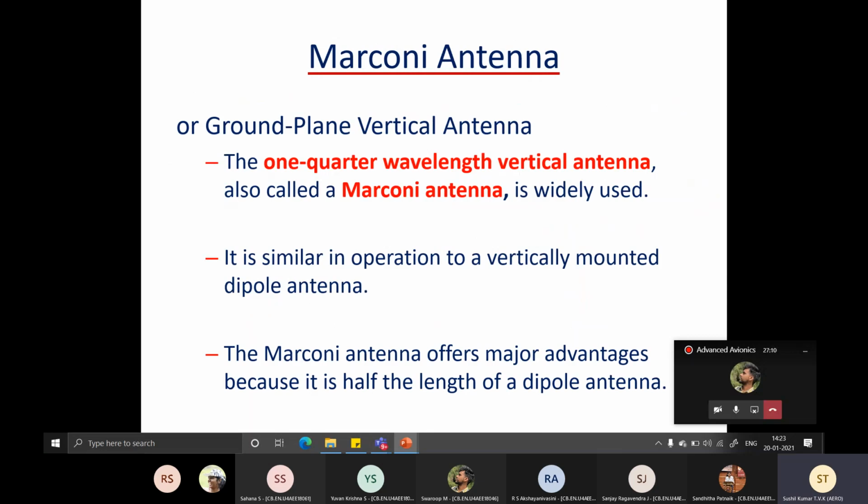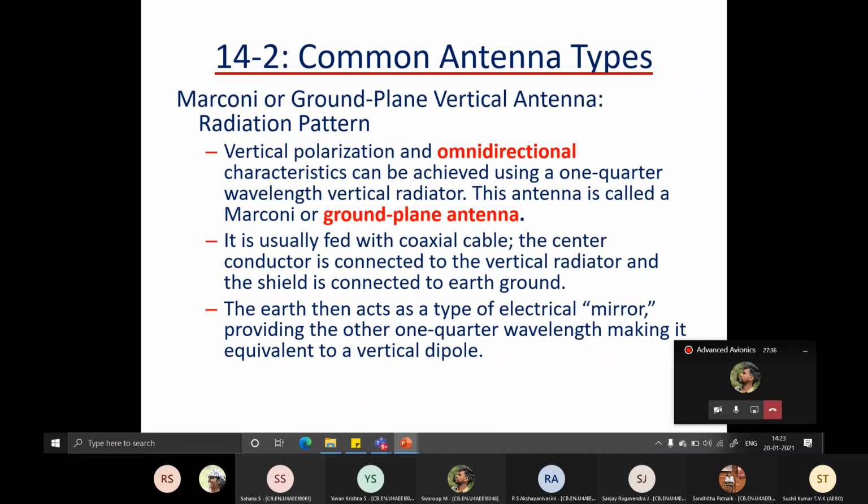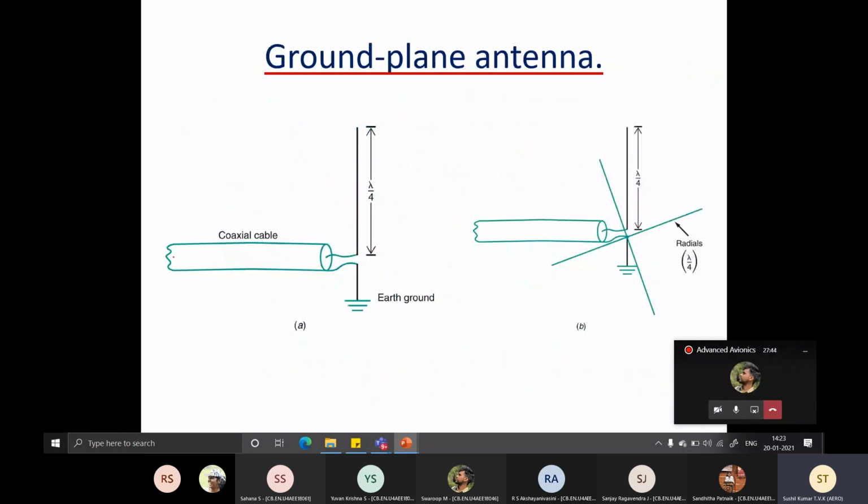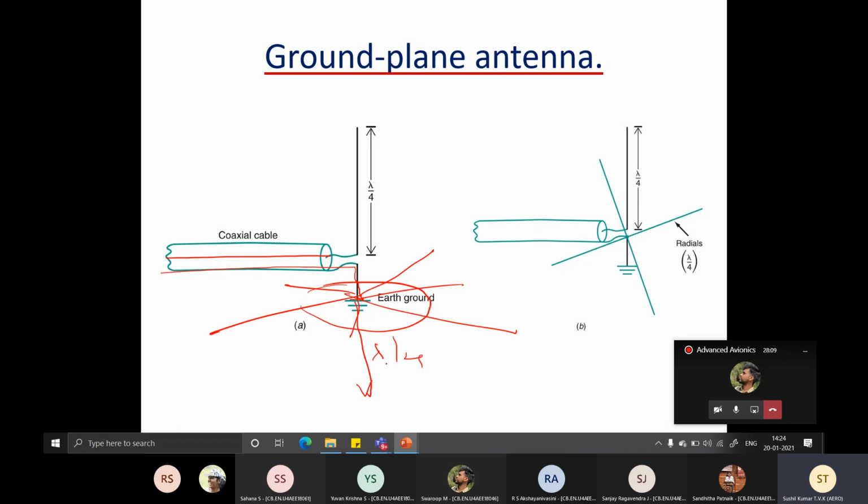When it comes to aircraft, we can't have the luxury of lambda by 2. So we mostly use lambda by 4 antennas, and that is called the Marconi antenna. Instead of lambda by 2, we go for lambda by 4, but try to achieve the performance of lambda by 2. That is done by using something called mirroring. I told you coaxial has two conductors, one in the center and the other the sheath. You ground the sheath properly and then extend a lot of copper wires in all directions. This acts like a mirror, as if there are two lambda by 4 antennas, so it's equivalent to a lambda by 2 antenna.